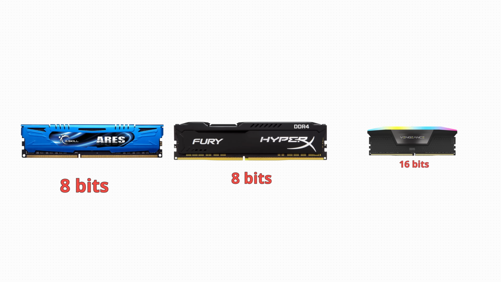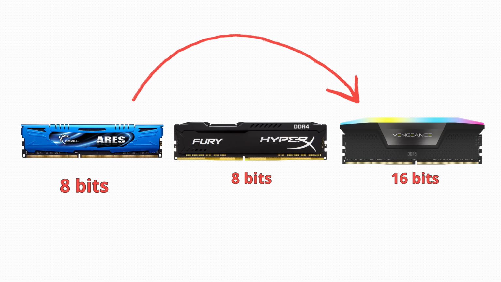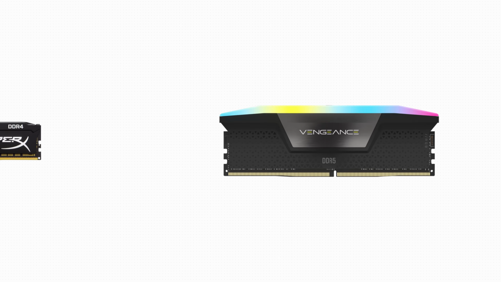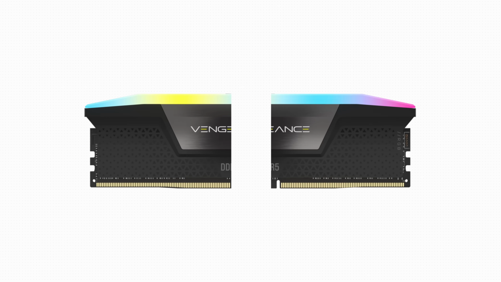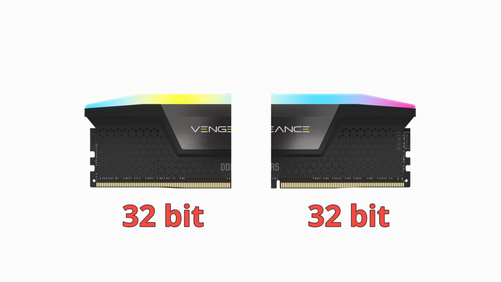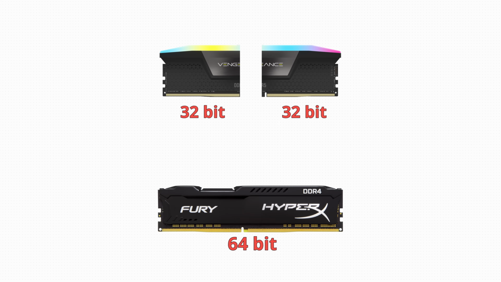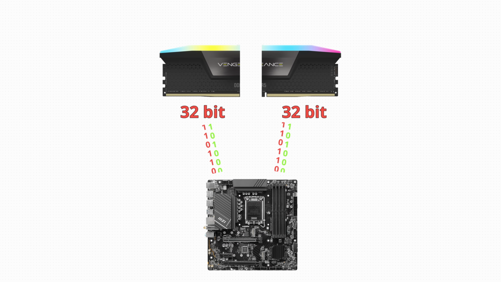And finally, we have DDR5. After skipping a generation, they finally doubled the prefetch again to 16 bits per pin. But here's the twist: DDR5 actually splits each module into two independent 32-bit channels instead of one 64-bit channel. This means your motherboard can talk to both halves of the stick simultaneously.